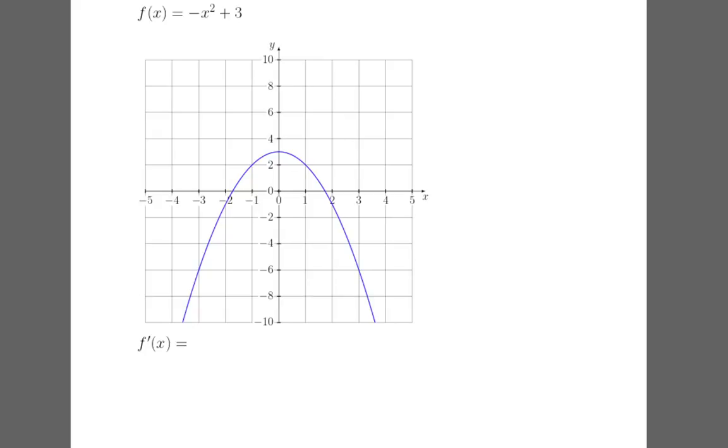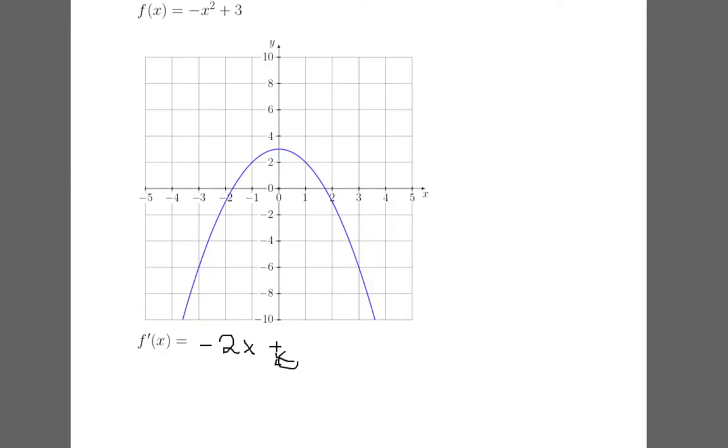So in this case, we'll just do a simple little differentiation. So the derivative of negative x squared, just do a simple power rule, we get negative 2x plus a constant. So the derivative of a constant is 0.